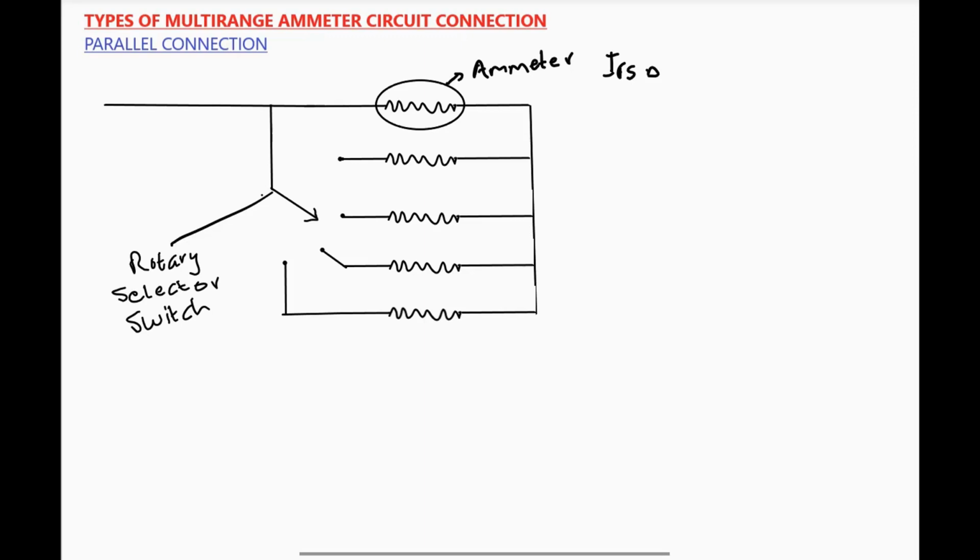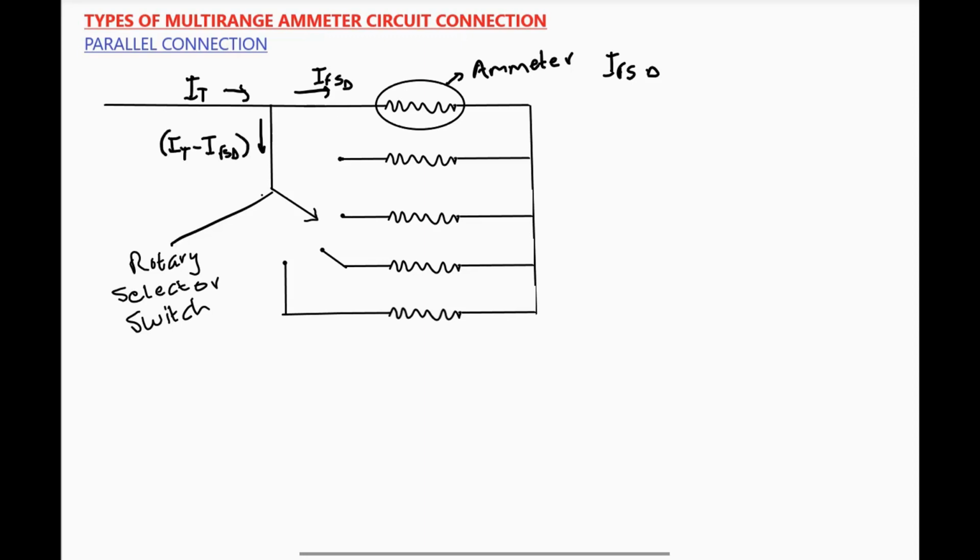In this circuit connection that I have here, the total current passing through here is divided into the IFSD, which will now pass through the ammeter, and the remaining current, which will now pass through the shunt resistors, will be I total minus IFSD.